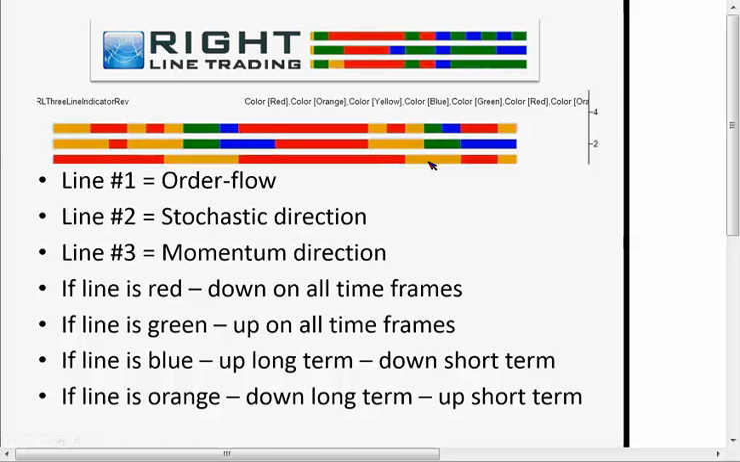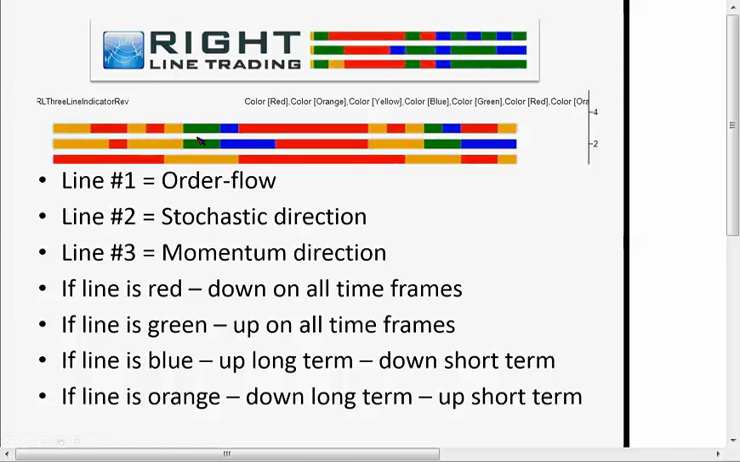Now, as I mentioned, we do not want to use order flow, stochastic, or momentum based on 1 time frame. Because if we do, order flow on your 2 higher time frames or 3 higher time frames may be in the opposite direction. We want to get order flow to align on multiple time frames. We want to get momentum to align on multiple time frames. So if line 1 is red, it means that order flow is aligned to the downside on multiple time frames. If line 2 is red, stochastic is aligned to the downside on multiple time frames. And if it's red on line 3, momentum is aligned to the downside on multiple time frames. Green, just the opposite, aligned to the upside on multiple time frames.